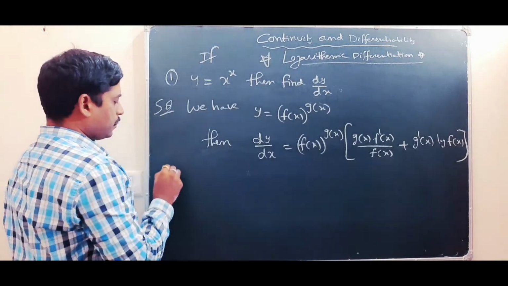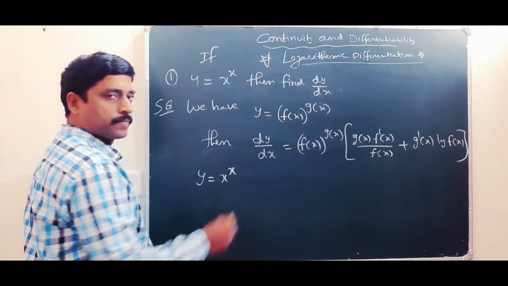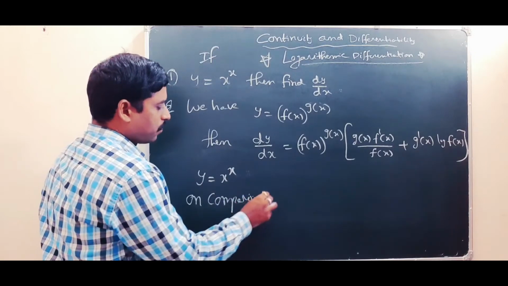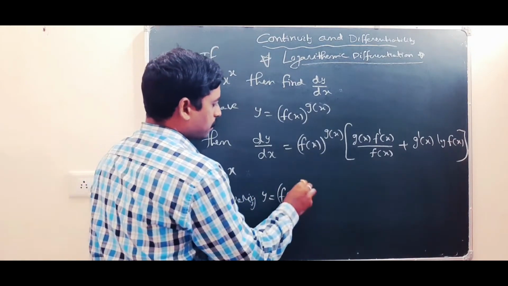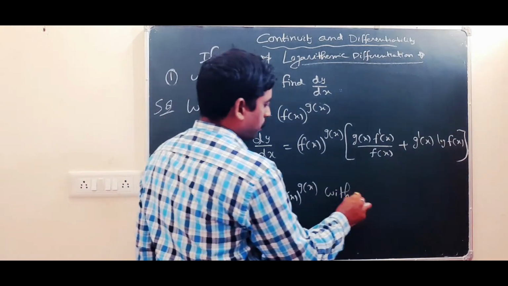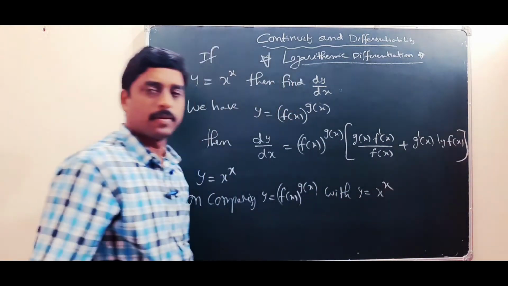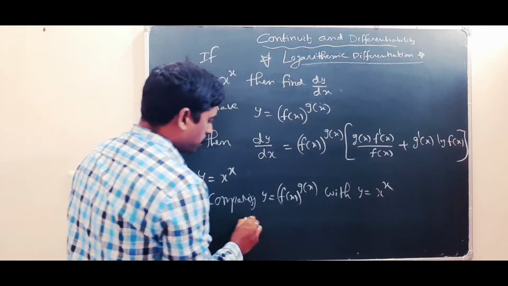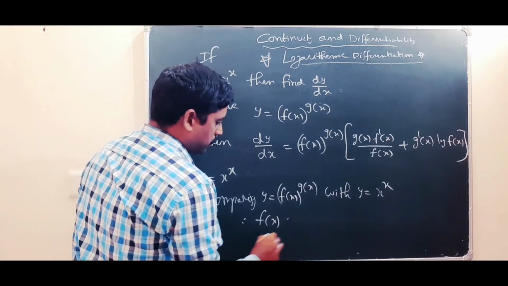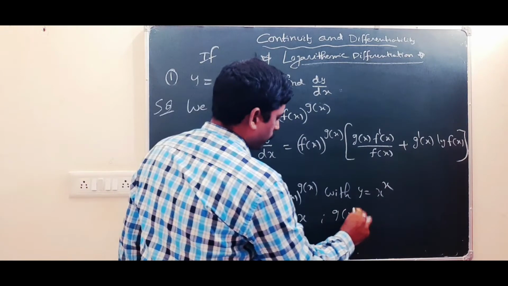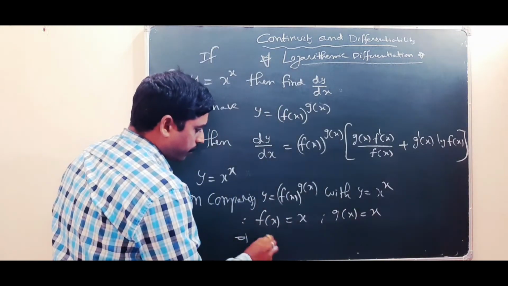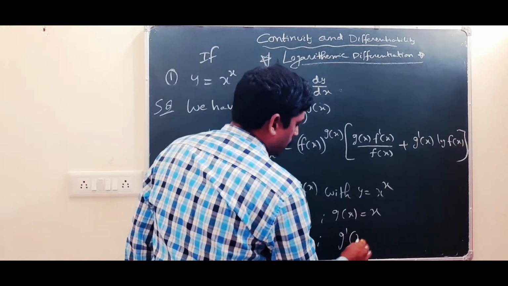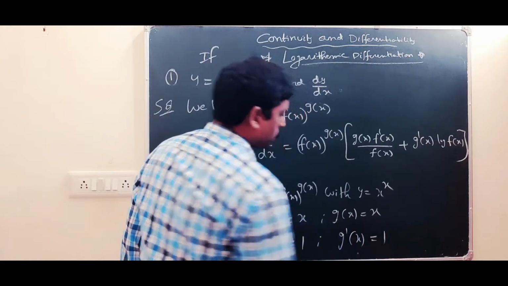So what is the given statement? y is equal to x to the power x. On comparing y is equal to f of x power g of x with y is equal to x to the power x, where f of x is x and also g of x is equal to x. The derivative of f of x is f dash x, the differentiation of x will be 1. Differentiation of g of x is also 1.